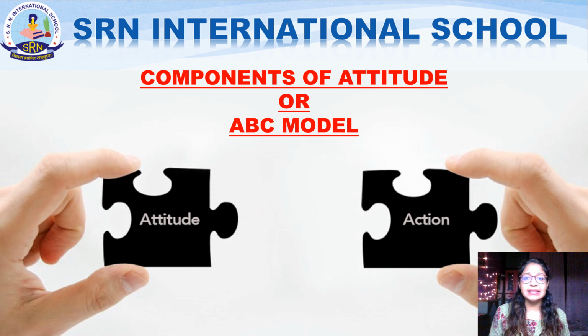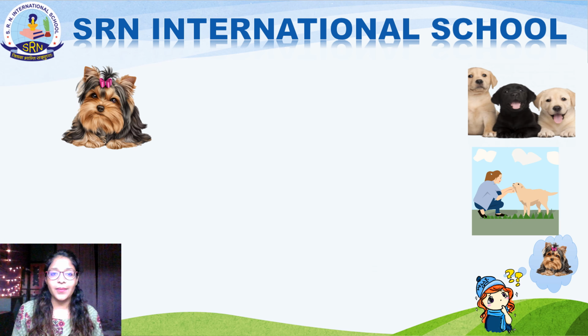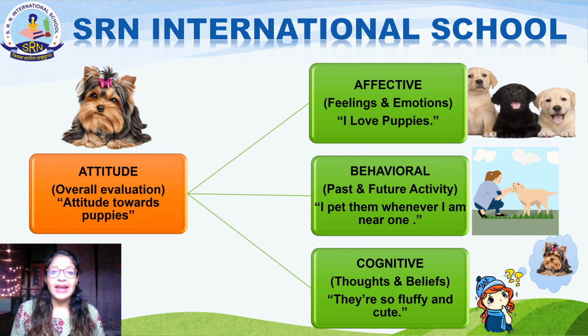So now let's see the components of attitude or the ABC model. Now, every attitude has three components that are represented in what is called as the ABC model of attitude. A for affective, B for behavior, and C for cognitive. Now, each component can also be the answer to the question, where does an attitude come from? There are affectively based attitude, behavioral based attitude, and the cognitively based attitude.